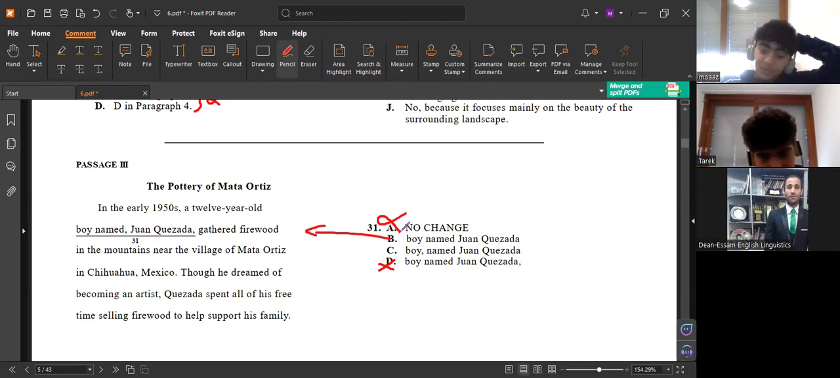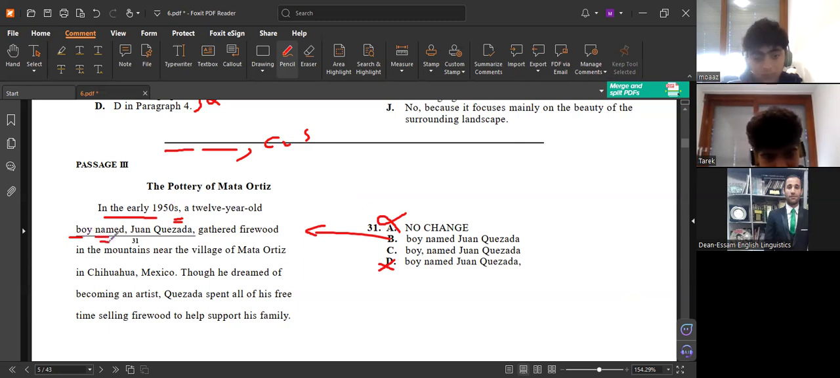Let's revise it. You have a problem in punctuation, but it's very easy. Let's revise all the punctuation in this sentence. In the early 19th, preposition phrase, comma. As we know, a phrase at the beginning, we need a comma and then start your sentence. 12 years old boy, named here is a past participle phrase. So we can use this phrase, named blah blah blah, gathered. So we have subject, we have verb.